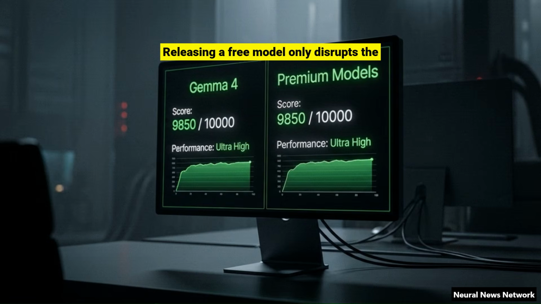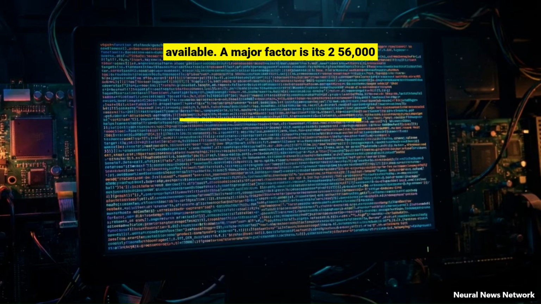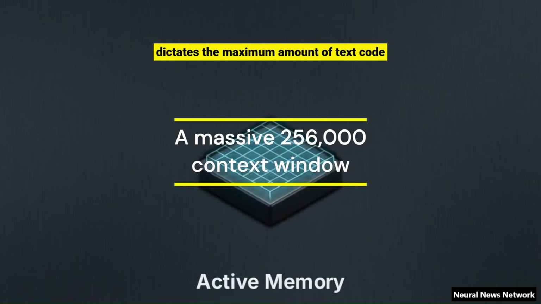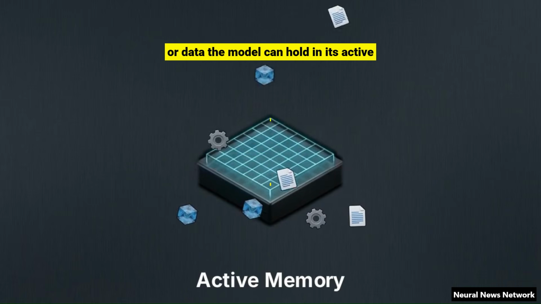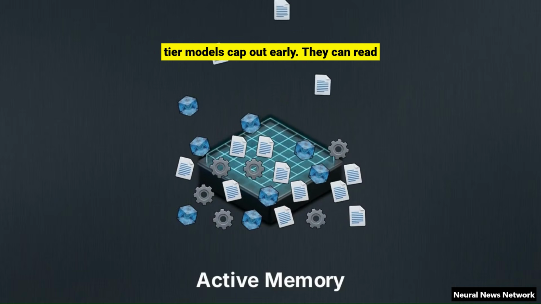Releasing a free model only disrupts the market if the model can actually compete. Looking at the technical specifications, Gemma 4 matches the pure capability of the most expensive proprietary software available. A major factor is its 256,000 context window. A context window simply dictates the maximum amount of text, code, or data the model can hold in its active memory at one single time.